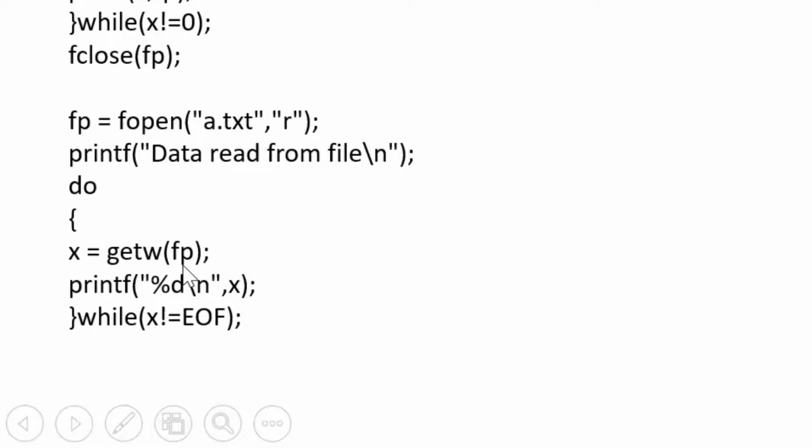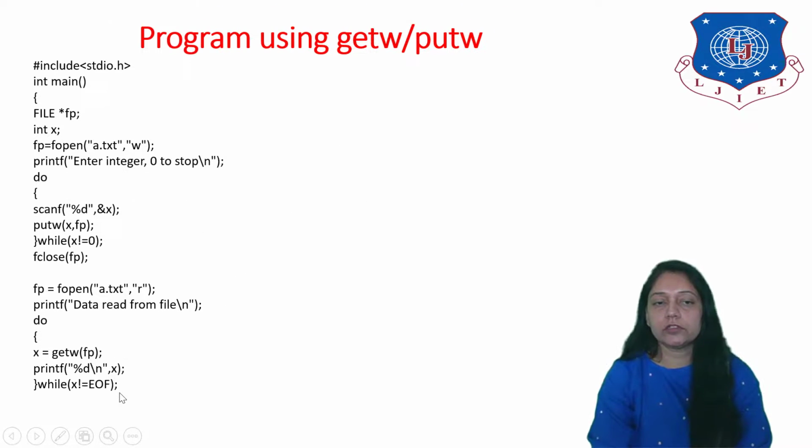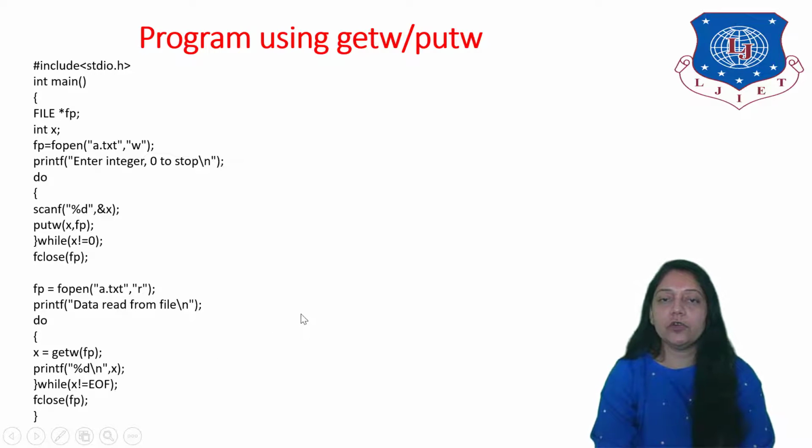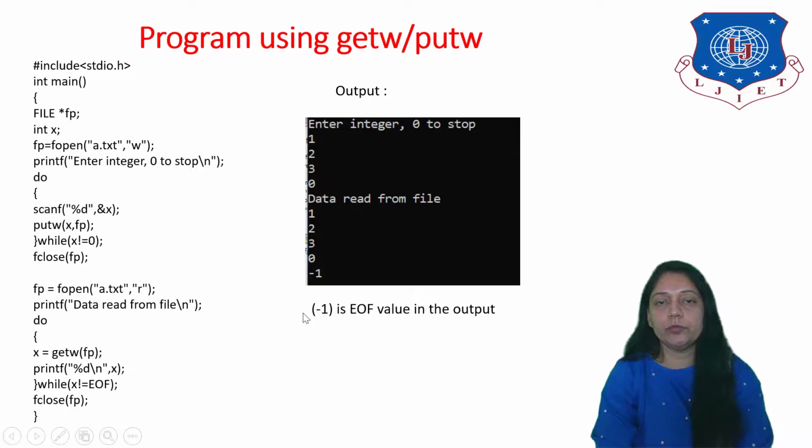So getw is used for reading from the file and the data that is read is displayed on the console using a printf statement. Do these two steps again and again in a loop. And what would be the exit condition of the loop? That is x is not equal to end of file, very similar to that of fgetc. Unless and until the value of x is equal to end of file, we have to read each and every integer from the file and it would be displayed onto the screen. Once end of file is reached, the do while loop will be exited and you will come out of this loop. Make sure to close the file using the fclose function. So this is the way you are going to use getw and putw.